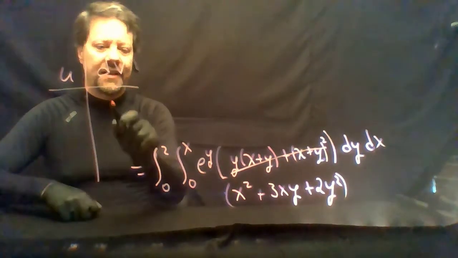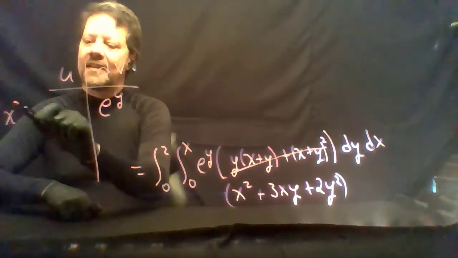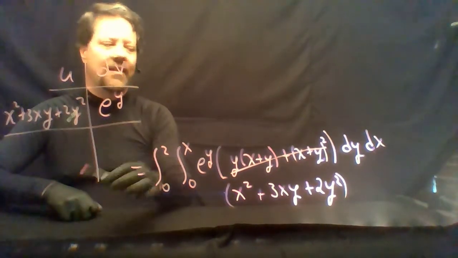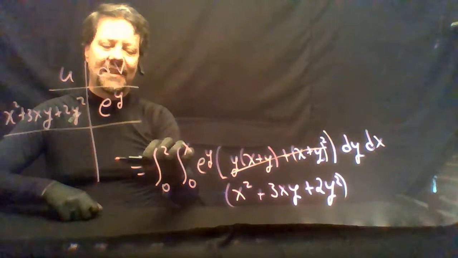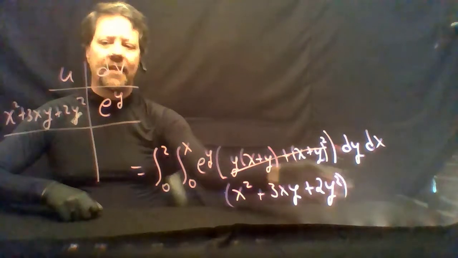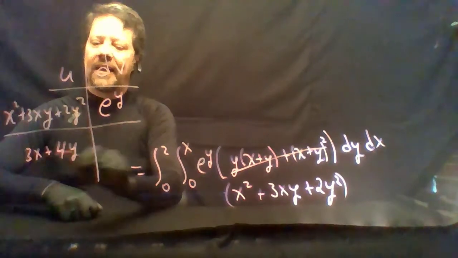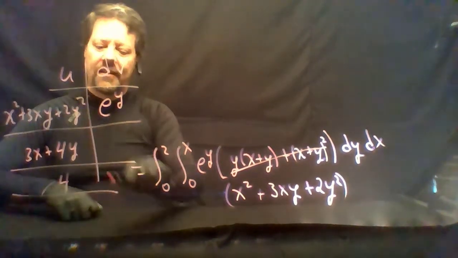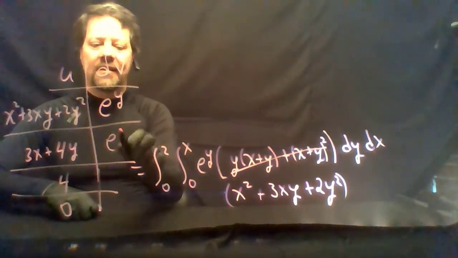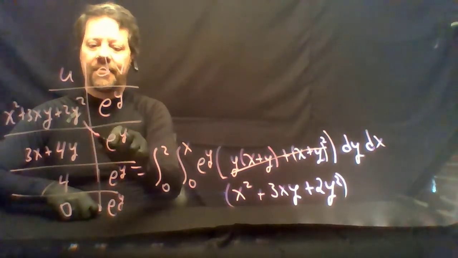dv is the thing you want to integrate, that's e to the y. U is the thing you want to differentiate. That's x squared plus 3xy plus 2y squared. You differentiate down the first column and integrate down the second column. In both the derivatives and the integrals, it's with respect to y. The derivative with respect to y is going to be 3x plus 4y, and then 4, and then 0. That's where you stop. You integrate down the second column with respect to y. That's e to the y, e to the y, and e to the y.